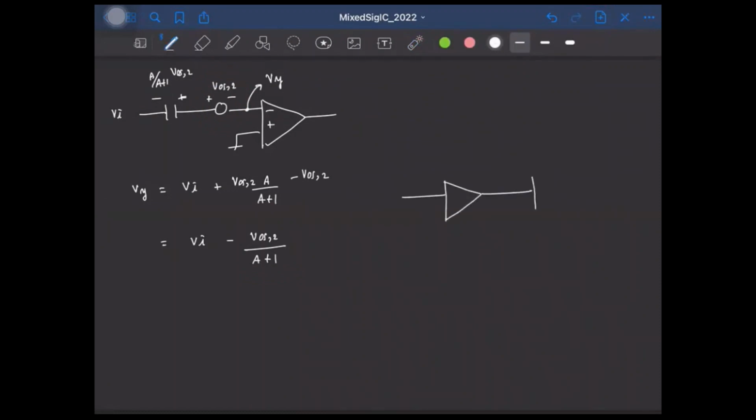We have the preamp here and the latch. If the latch has an offset, which I model like this, say VOS, and the preamp also has an offset VOS2, and if the preamp gain is A, then the overall input referred offset is simply VOS, the offset of the latch, divided by the gain A of the preamp, plus or minus VOS2 divided by A plus 1, where VOS2 is the offset of the preamp itself.